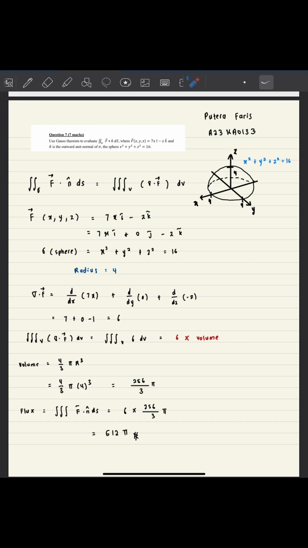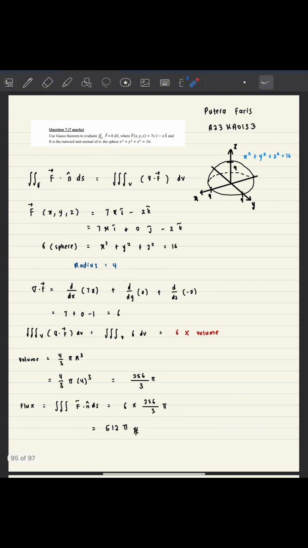We calculate the volume of the sphere using the formula 4/3 pi r cubed, and we substitute r equals 4. Then this is our volume value, 256 over 3 pi. For the final step, we multiply 6 and 256 over 3 pi. This is our final answer, which is 512 pi. That's all from me. Thank you.